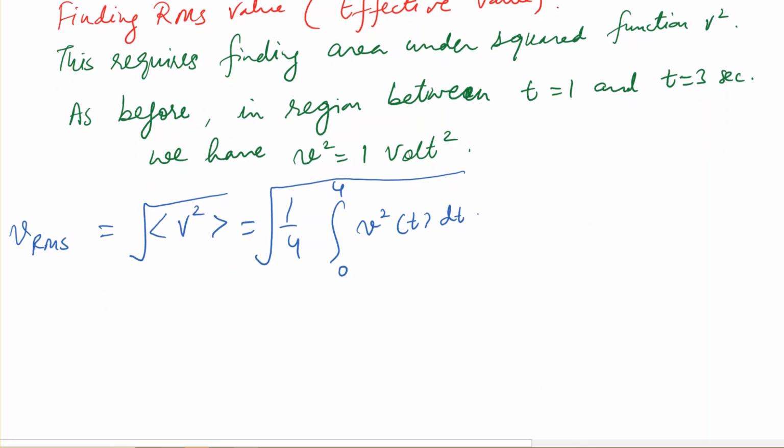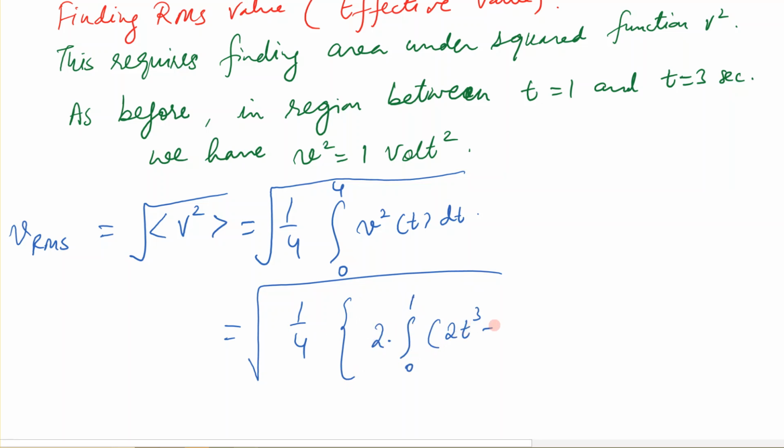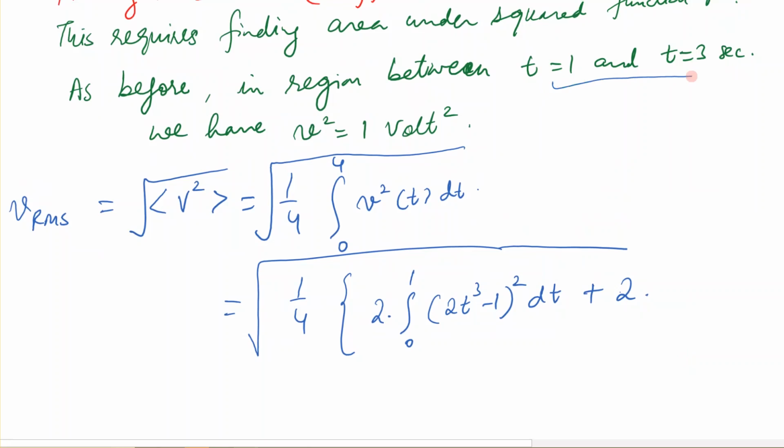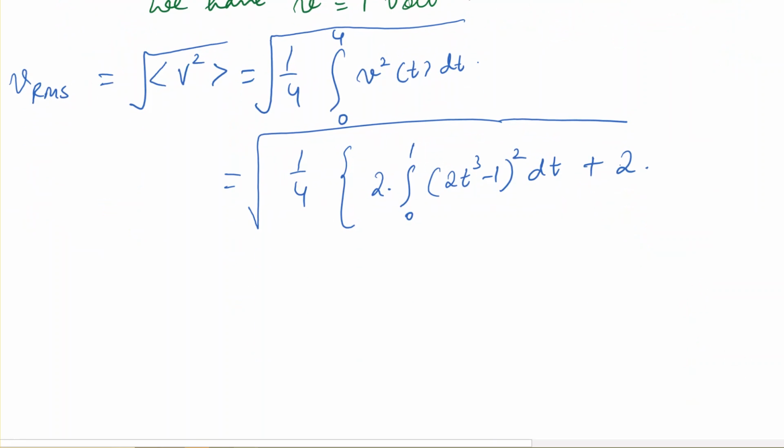So basically first we're going to figure out the mean of v squared, using the same steps as previously. So 1 over 4, twice the integral from 0 to 1, and now we do v squared, which means (2t cubed minus 1) squared dt. And then for the rectangular part it's again 1 volt squared between t equals 1 and t equals 3. So this was 2 units and then 1 unit, so 2 times 1 is just 2 volt squared.